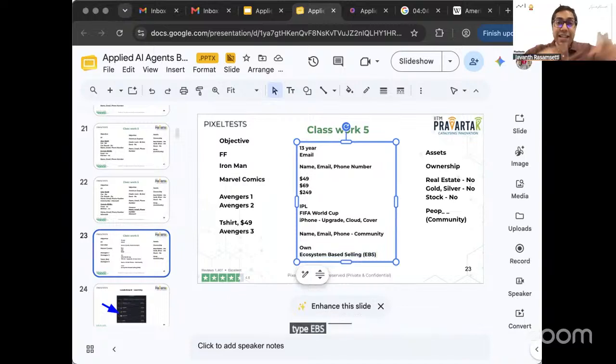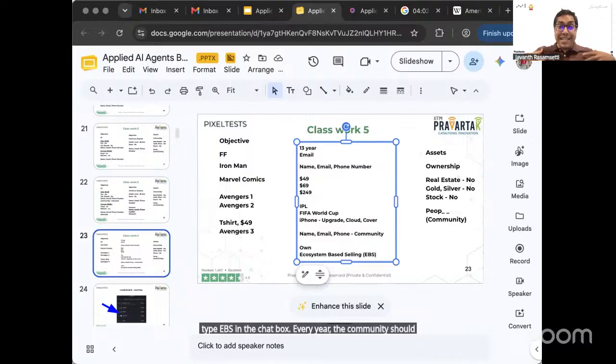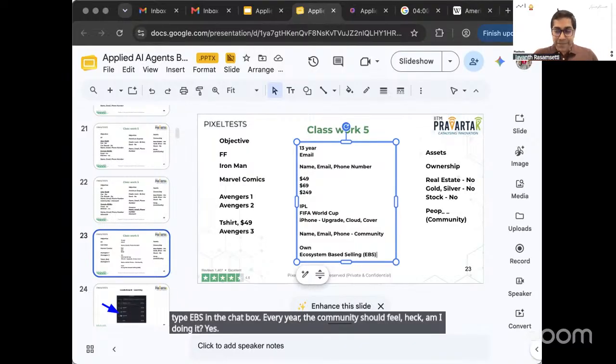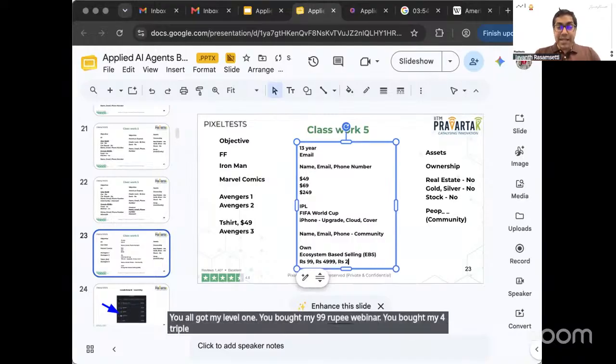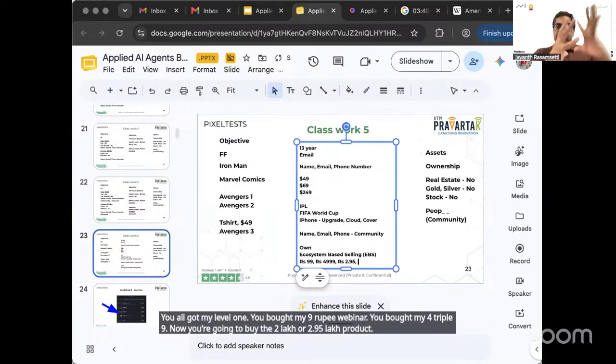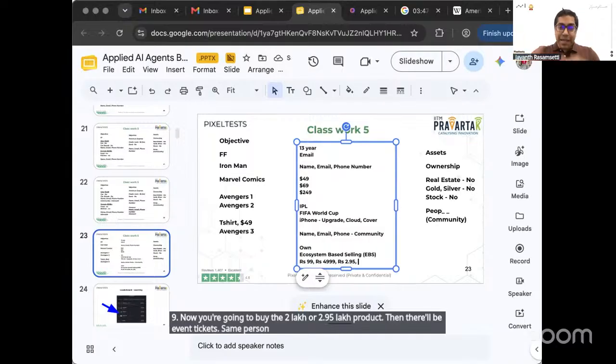Every year the community should feel, heck, am I doing it? Yes, I'm also doing it very, very well. You all bought my level 1. You bought my 99 rupee webinar. You bought my 4,999. Now you're going to buy the 2 lakh or 2.95 lakh product. Then there'll be event tickets. Same person, repeatedly you add value, and that's called ecosystem-based selling. And that's how you are going to also become rich.